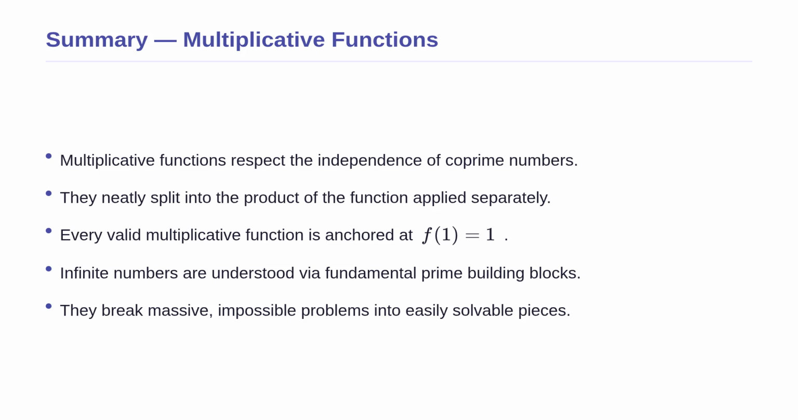We have covered a lot of ground today, so let us review the key takeaways. First, a multiplicative function is a special mathematical rule that respects the independence of numbers that share no common factors. When you feed it a product of co-prime numbers, it neatly splits into the product of the function applied to each number separately. Second, we proved that every valid multiplicative function is firmly anchored at f of 1 equals 1.